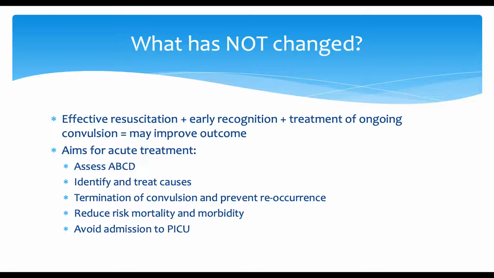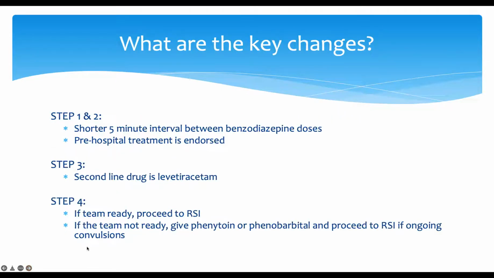And again, in this protocol, at every step they ask, have you assessed ABC? Have you assessed ABC? That kind of emphasis is there all the time, because we do sometimes miss the basics, and then a lack of oxygen or hypotension not managed might make intubation difficult, and ultimately the outcome will be very poor. Identify and treat the causes, then terminate the convulsion and prevent recurrence, reducing the risk of mortality and morbidity by early intervention, and as much as possible avoiding admission to PICU. So these are the key aims.